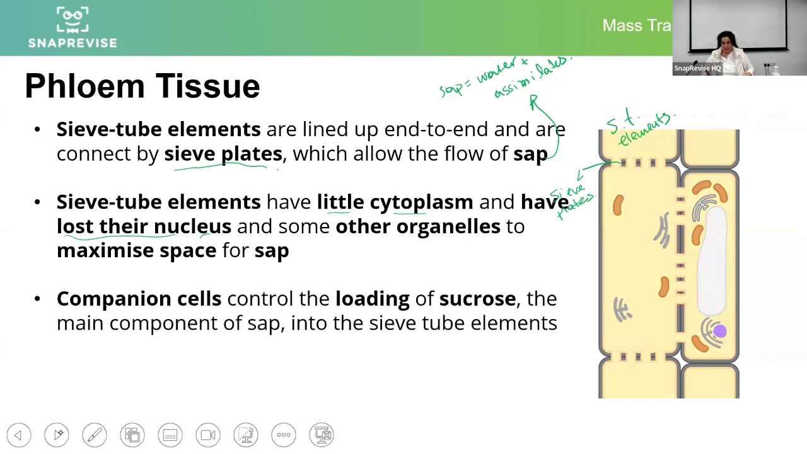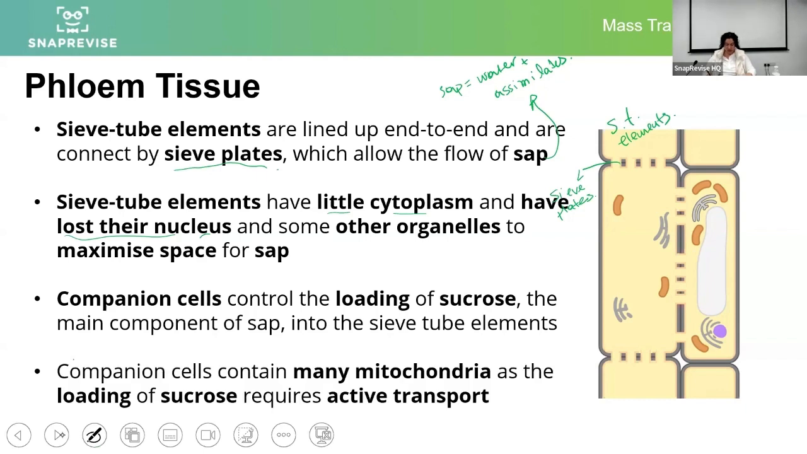What do the companion cells do? Well, they basically accommodate for the structural adaptations that the phloem cells have done, right? So they have many organelles and a nucleus, particularly many mitochondria, so that they can basically provide energy to the sieve tube elements. And they also help us, we're going to see in a minute, with loading and unloading the sucrose, the main component of sap, into and out of sieve tube elements.